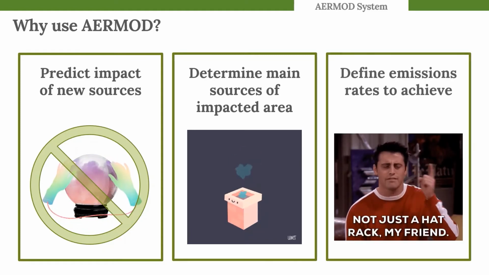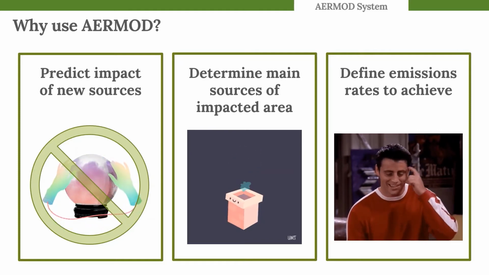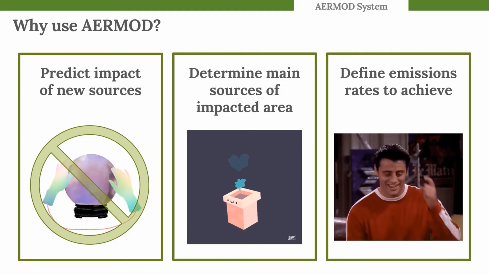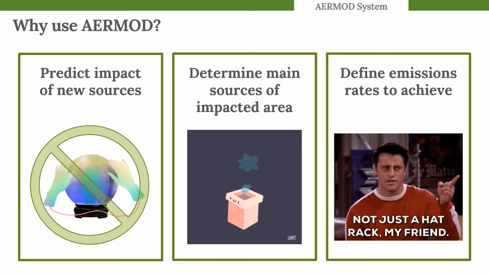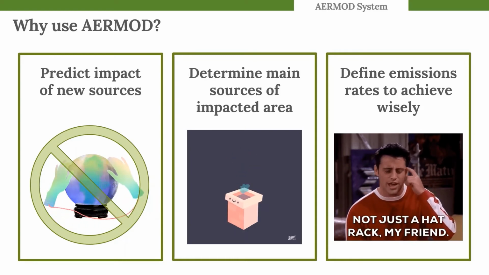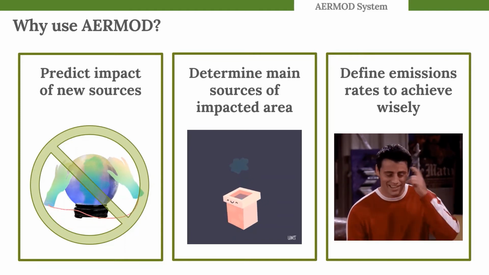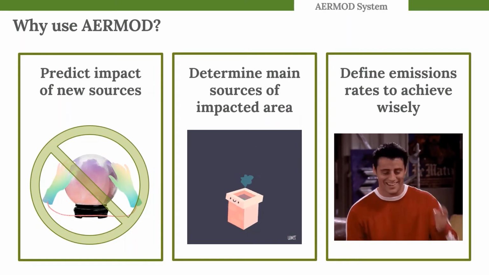A third example is, if you define the source that you want to improve or the new source that you're going to implement, with a model you can define which emission level this source should achieve. This is particularly important because you can define the proper engineered technology needed, and you will not invest in oversized technology, wasting money because it's not necessary, or an undersized project, where the air quality standards will not be met afterwards.